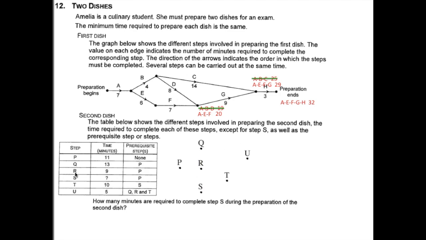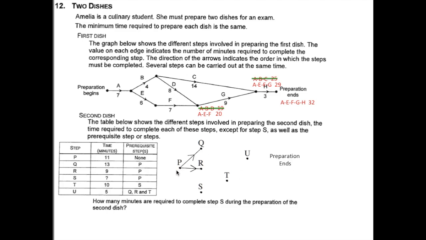I put my P, Q, R, S, T, and U. So I put all that down. Q, R, and S have P as a prerequisite. Okay, so I put my P here, and I'm going to draw an arrow that goes from P to Q to R and to S. And then we have S has P as a prerequisite, and then T has S as a prerequisite, so S is going to go to T, and then U has Q, R, and T as a prerequisite. So Q, R, and T are going to go to U. And then we have our preparation that ends.